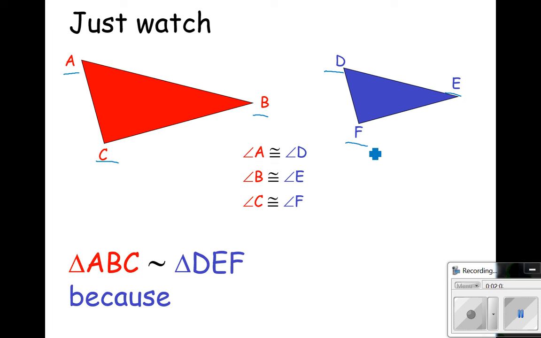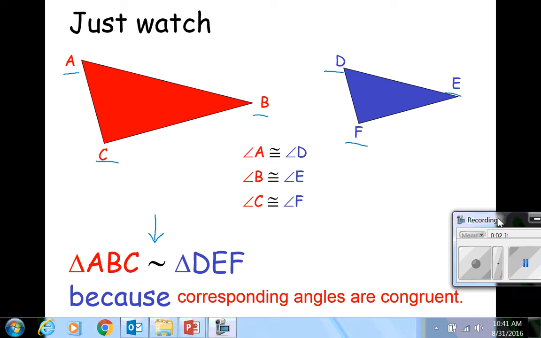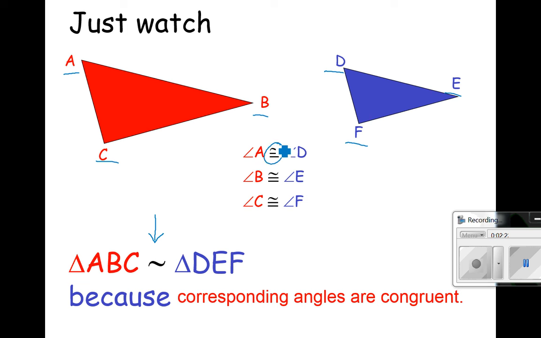And because of all that, we can say that triangle ABC is similar, that's the similar symbol, to triangle DEF because, and this is how you're going to be able to prove your answers, because the corresponding angles are congruent. And if you look, the corresponding angles, all of these showed that they were congruent. So if that's the case, then we can say that this triangle is similar.